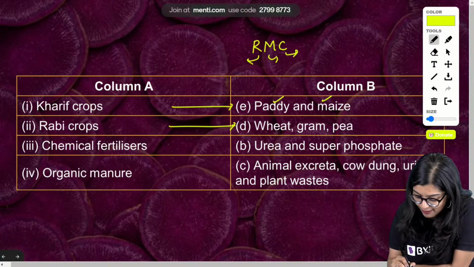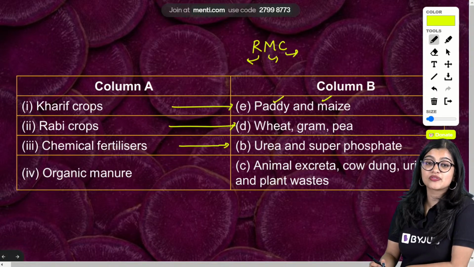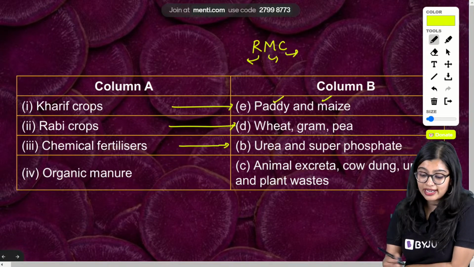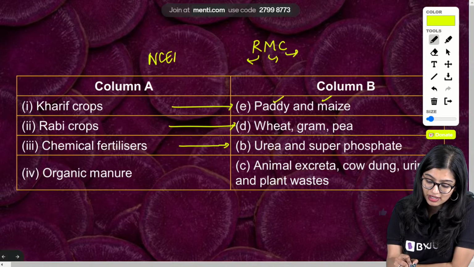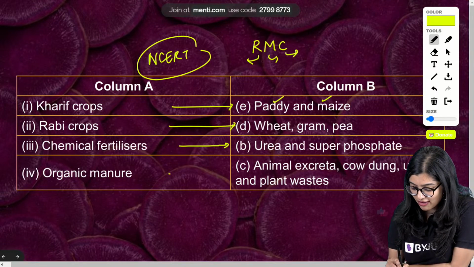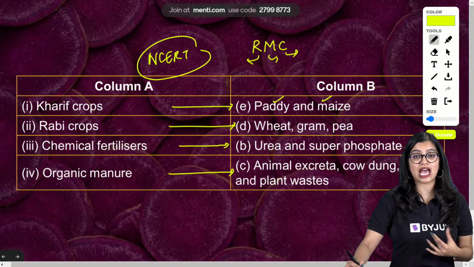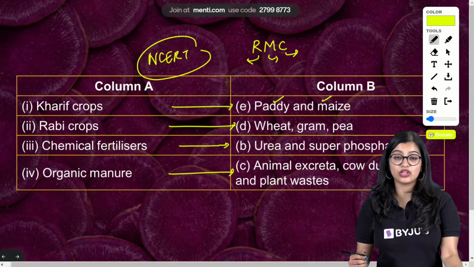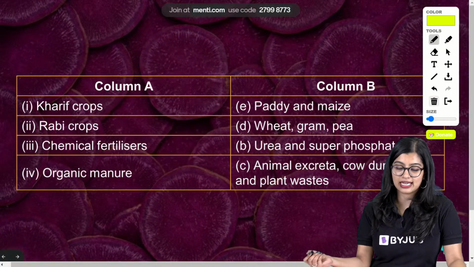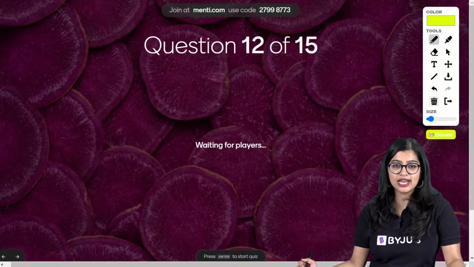right? Chemical fertilizers are your superphosphates and urea. This is there in your NCERT. This is an exact NCERT question only. And then of course you have organic manure, which mainly includes animal excreta, cow dung, urine and plant waste that are there. So this is the correct match, right?